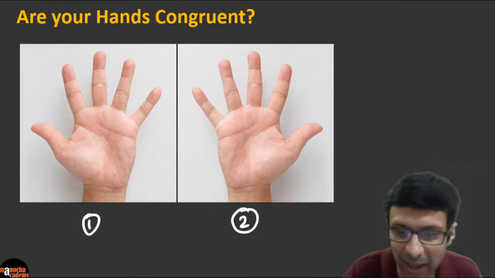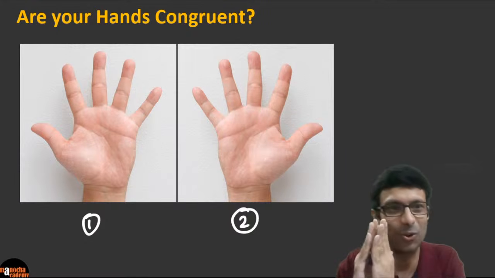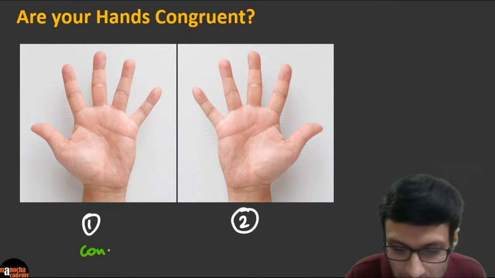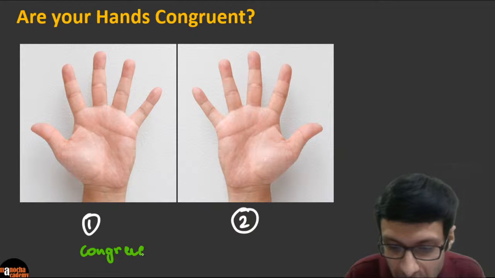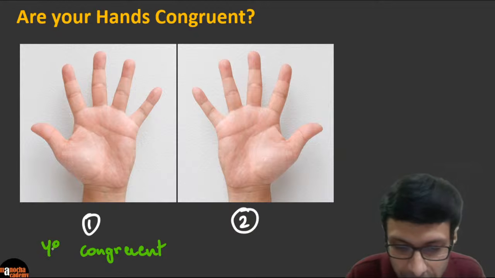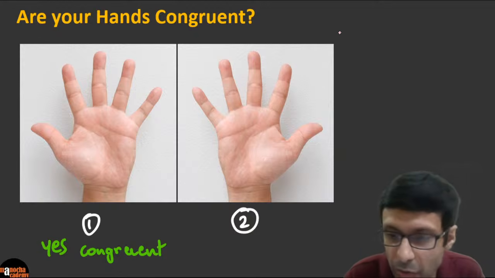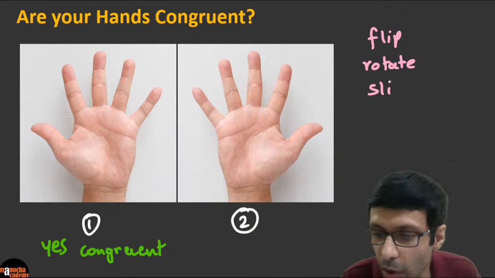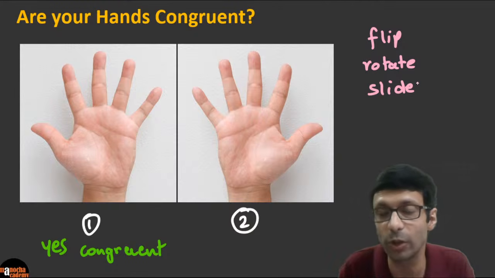So go ahead and try that, rotate your hand and now you can place it. Excellent. So the hands are congruent, which basically means they are, yes, congruent. So we are allowed to do all this, right? We can flip it, we can rotate it, we can slide stuff, right? So that's all allowed. It need not be exactly how it's presented.